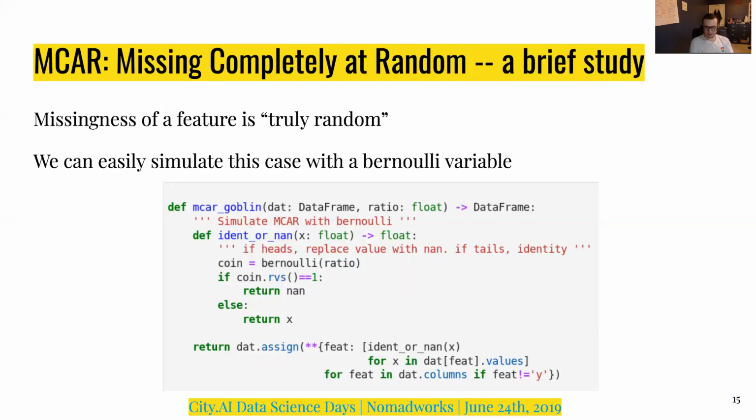In Python, I have a function that will process a data frame and return another data frame. It looks at every single value, and at every value, it flips a coin. That's what the Bernoulli variable is doing. So the goblin flips a coin. If it comes up heads, the goblin decides to steal your data. And if it comes up tails, the goblin will leave your data be. And again, this is purely for his own amusement.